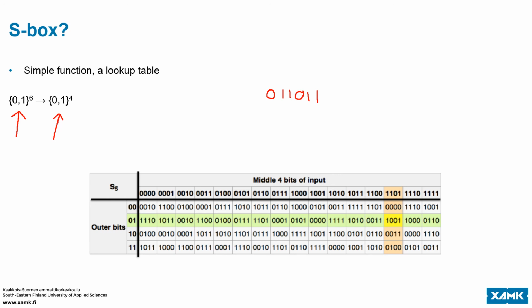This would be 6 individual bits of input, and then we simply look up the resulting value in this lookup table. So first we need the outer bits, and in this bit string the outer bits are 0 and 1, so we are looking at this row. And then we look at the middle bits, which are 1, 1, 0, 1. So we are looking at this column. And as a result, we pick this particular substitution, and this will become the value of this S-box function.